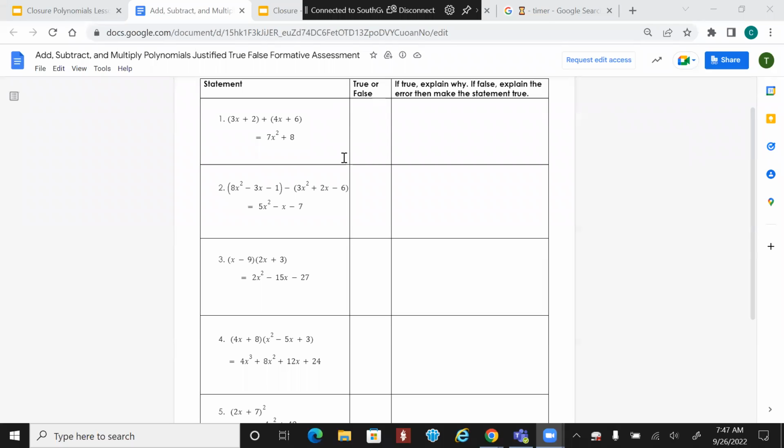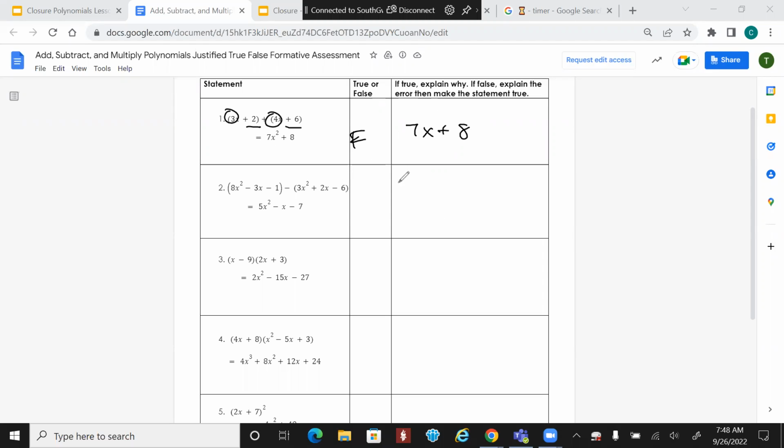So if I have this, I've got 3x plus 2 and then 4x plus 6. I'm going to add 3x plus 4x, which is going to give me 7x. 2 plus 6 is going to give me 8. Is that the same thing? No. It's going to be false.